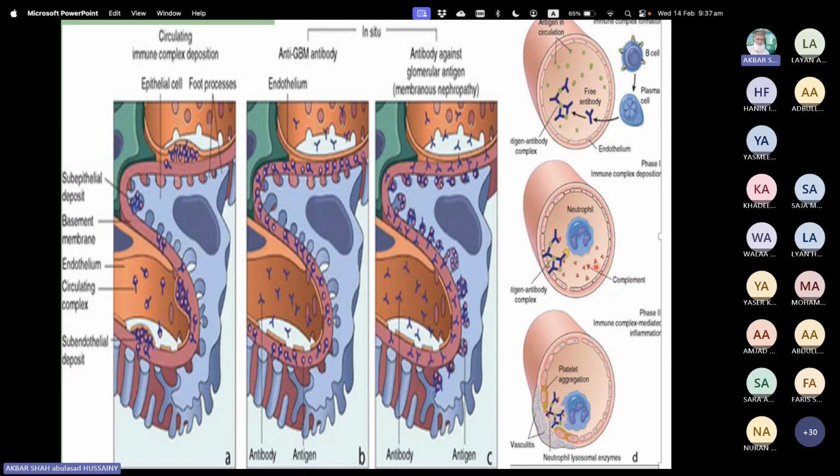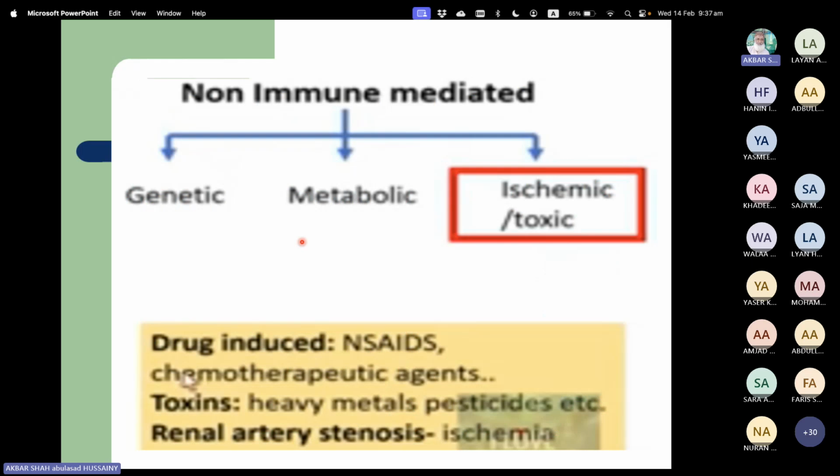They take the help of complement. The complement are these red triangles, they're the small molecules. And this is the WBC, the neutrophil, with this Fc receptor. And this is how they produce the inflammation and vasculitis. This is how the inflammation is produced after the activation of the neutrophil, which secretes all these lysosomal enzymes. That was the immune type of injury to the glomerulus.